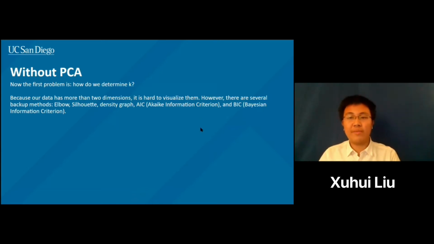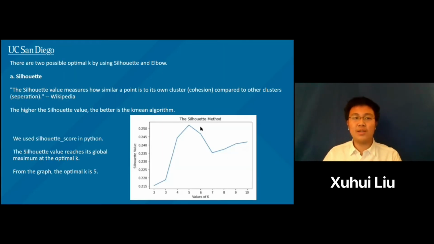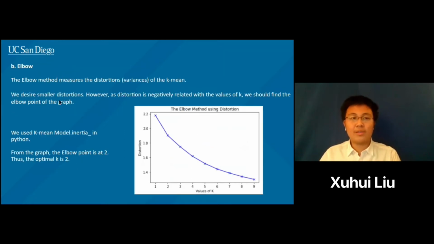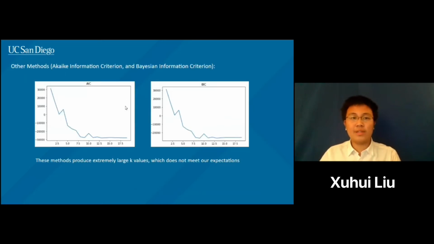We use 5 methods. The first is the silhouette method. We find the global maximum in this plot and find that the optimal K is K equals 5. Then in the elbow plot, we find the elbow is at K equals 2. And in the other 2 methods, AIC and BIC, we find the optimal K is very large, which does not suit our interest.